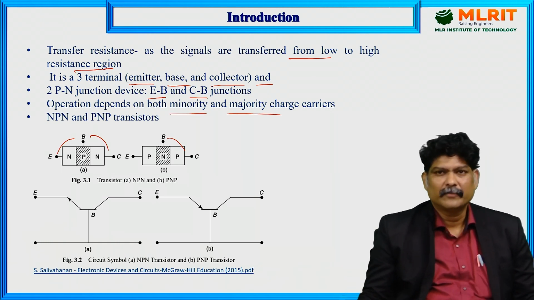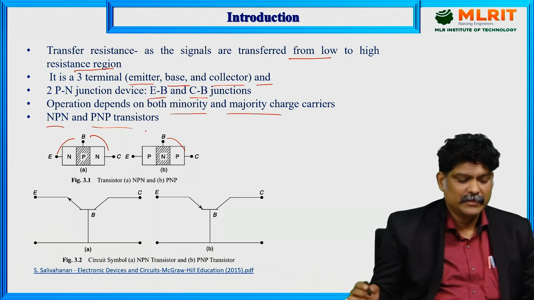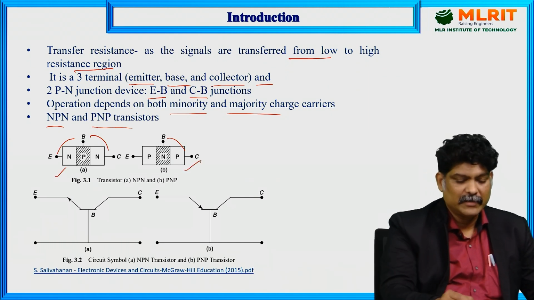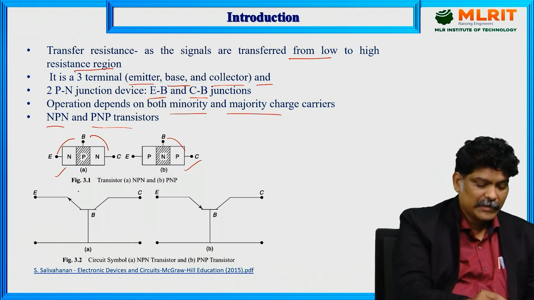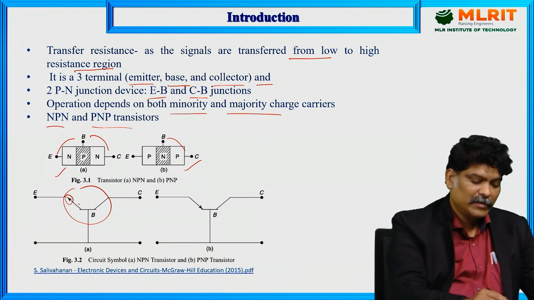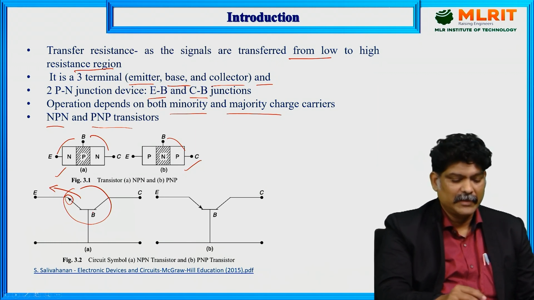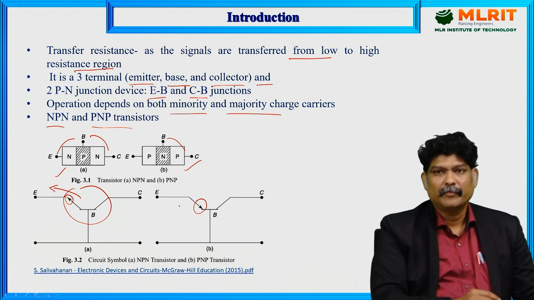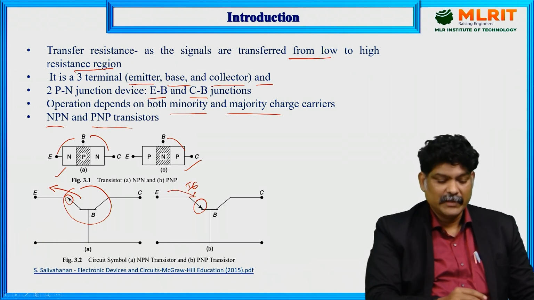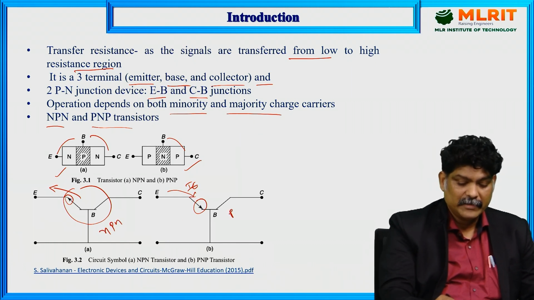And there are 2 types of BJT transistors: the NPN transistor and the PNP transistor. The figure shows an NPN transistor and this is a PNP transistor. How to recognize an NPN transistor: this arrow indicates current flowing out of the transistor, so we can say it is an NPN transistor. And this is a PNP transistor because current is entering into the transistor. This is NPN and this is PNP.